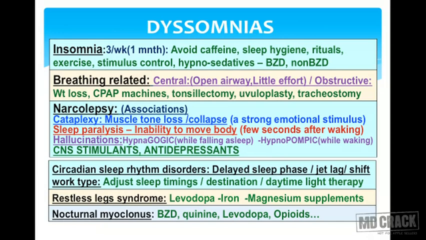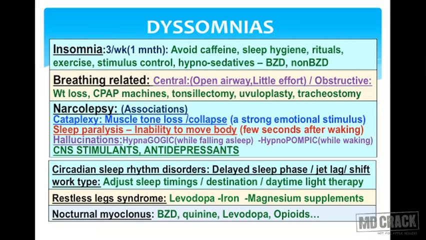Next, go for regular exercise, go for stimulus control, removing the stimulus which is making you not sleep, and lastly you can go for drug treatment in the form of hypnosedative drugs, benzodiazepines or the newer non-benzodiazepines.